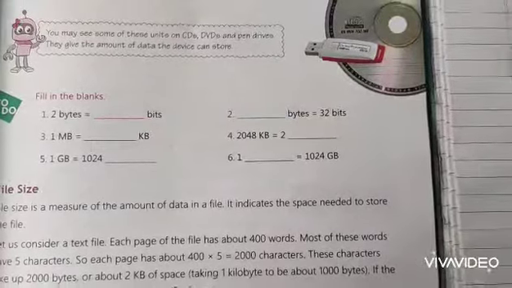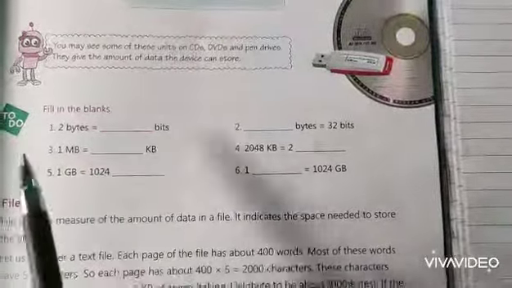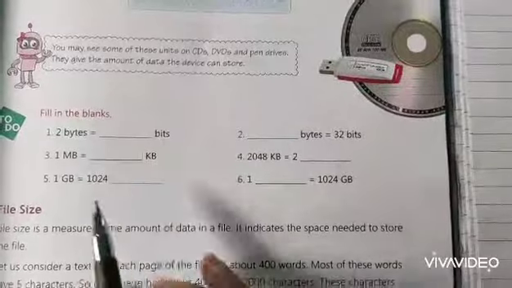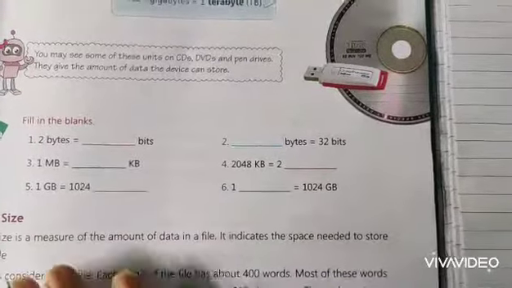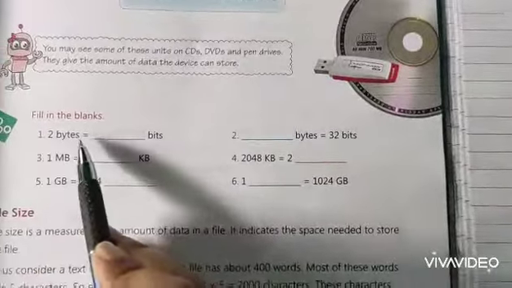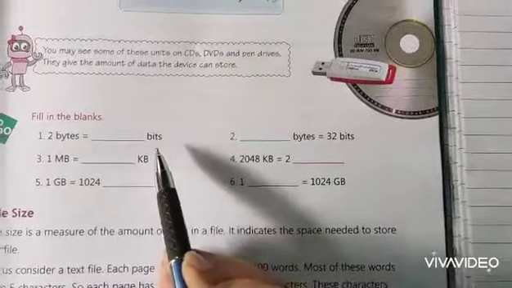Now children, see from your book page, the exercise is fill in the blanks and you have to put the proper answer here. So first one, you see 2 bytes equal to dash bits. So here I am showing the explanation.